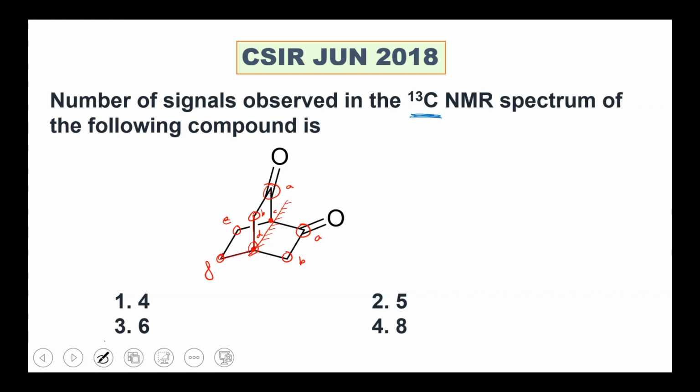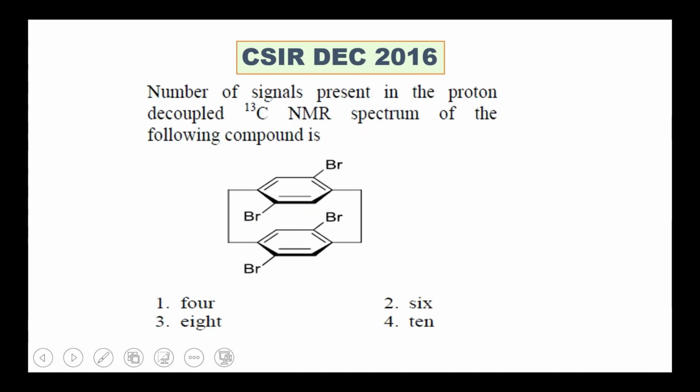This carbon is attached to CH, which is attached to CH2. So E and F are different. So I'll be having A, B, 1, 2, 3, 4, 5, 6. So the answer is option 3.